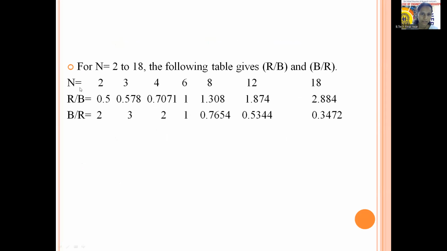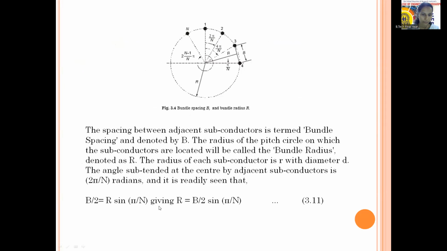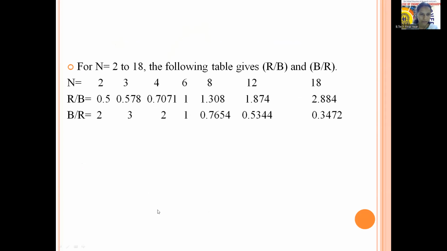All of you are getting this table, how it comes? I have taken one calculation for n equal to 2. If we put n as 3, you have to take sine pi by 3, and by rearranging b and r, we get the ratios R by B and B by R. You can calculate also.